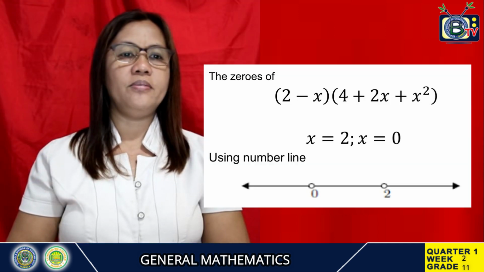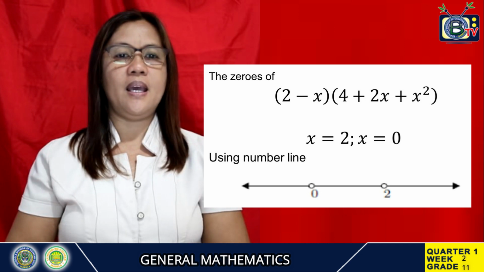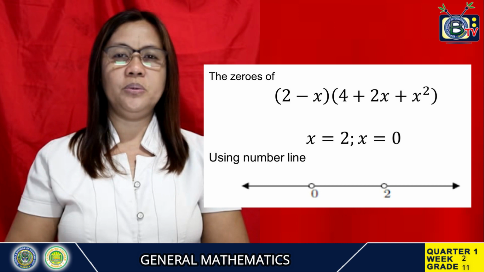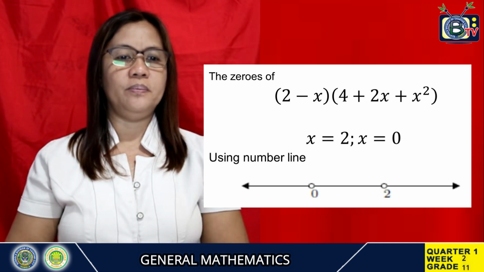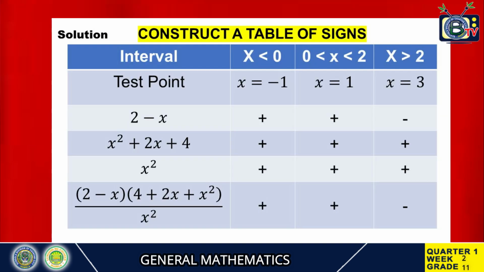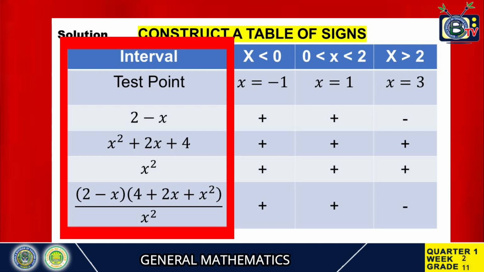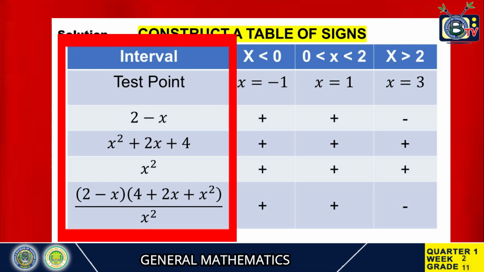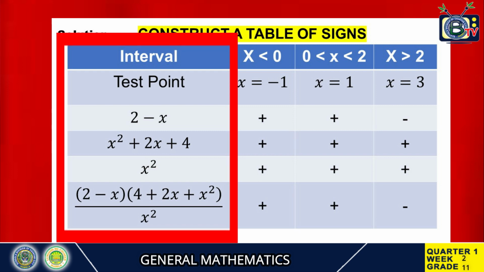The zeros of (2 minus x) times (x squared plus 2x plus 4) are x equal to 2 and x equal to 0. Using a number line with 0 and 2, construct a table of signs with the interval, test point, 2 minus x, x squared plus 2x plus 4, x squared, and (2 minus x)(4 plus 2x plus x squared) over x squared.